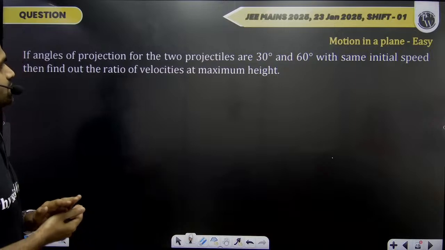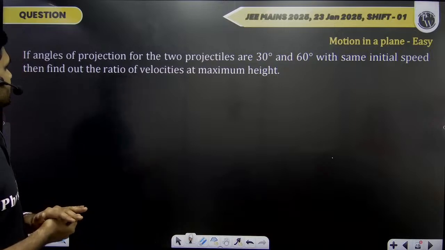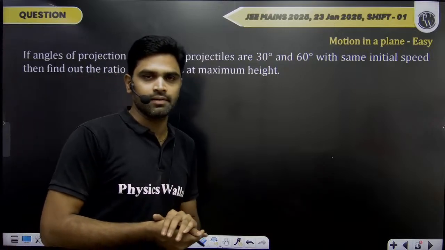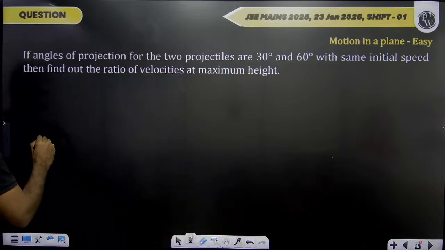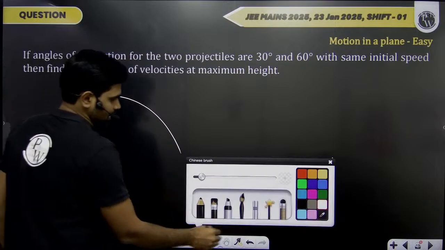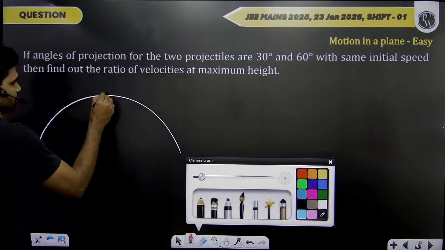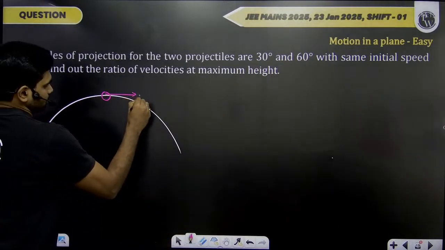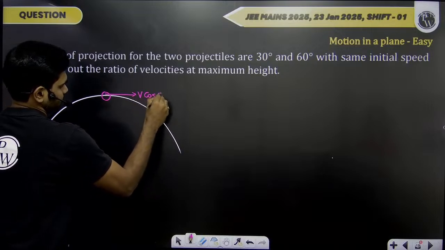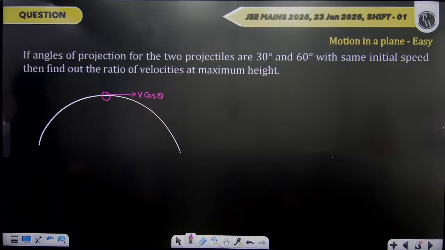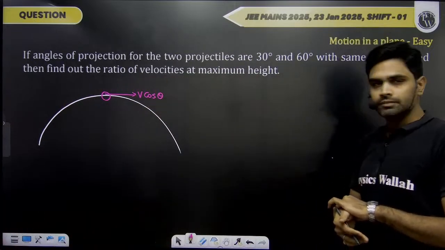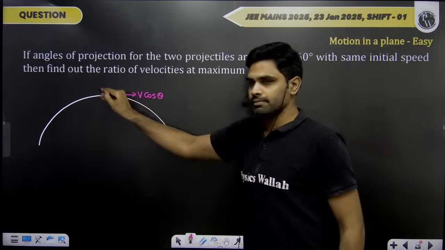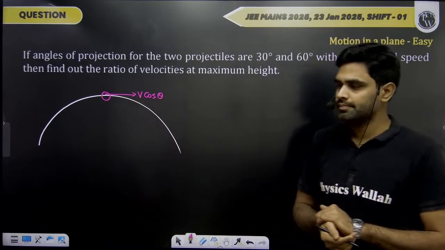Angle of projectiles is 30 and 60. They're asking ratio of velocities at maximum height. Now, if we go back to the basics, at maximum height, what is the velocity of projectile? Projectile only will have v cos theta. That is the only velocity. The v sin theta component will be 0. That is the maximum height.